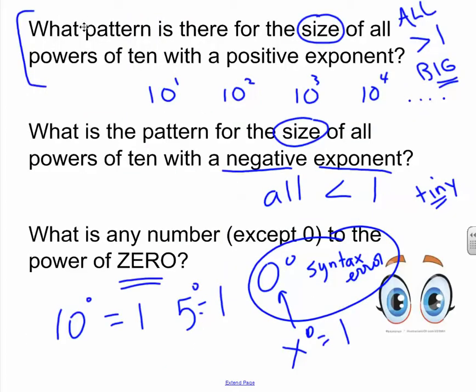So then in your table groups, you just found the pattern for the size of all numbers that have an exponent that's positive. And what you found is they're all greater than 1. They're all big. The size of all powers of 10 with a negative exponent, they're all tiny. They're all less than 1. And any number to the power of 0 is 1. Except for, remember, you can't have a 0 to the power of 0. That's not going to equal 1. If you try that in your calculator, you'll either get domain error, syntax error, or just an error sign, because that's one of those things in mathematics that you can't do.